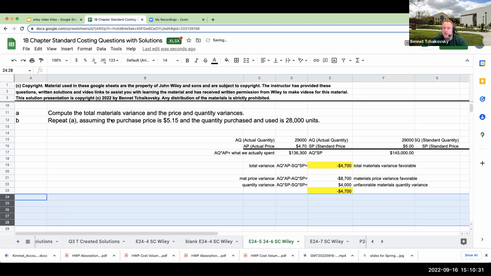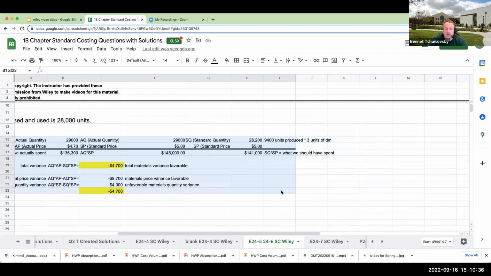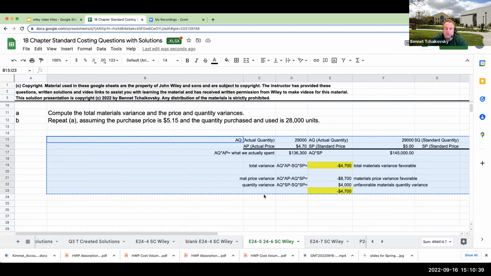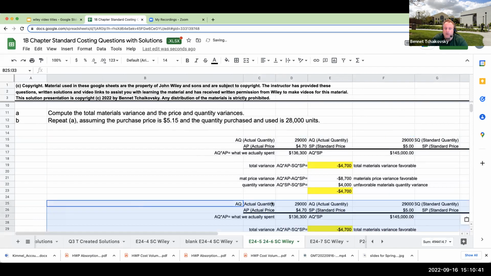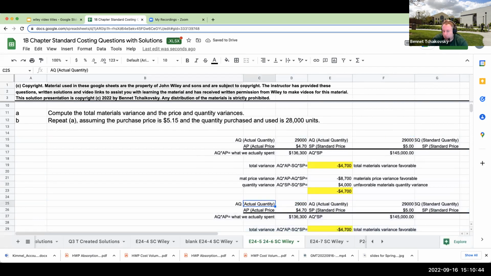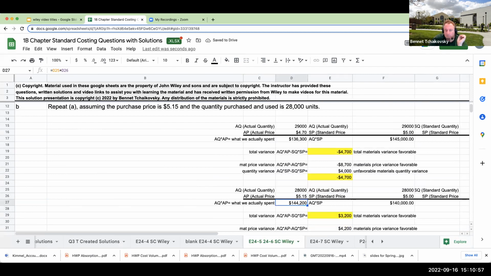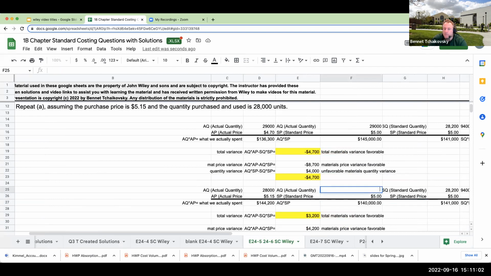Okay, so now it says repeat A, assuming the purchase price is $5.15 and the quantity used is 28,000 units. So for letter B, assuming that the purchase price is $5.15, and the quantity being used is 28,000. So now over here, my actual spend is 144,200. I should have spent 141,000.